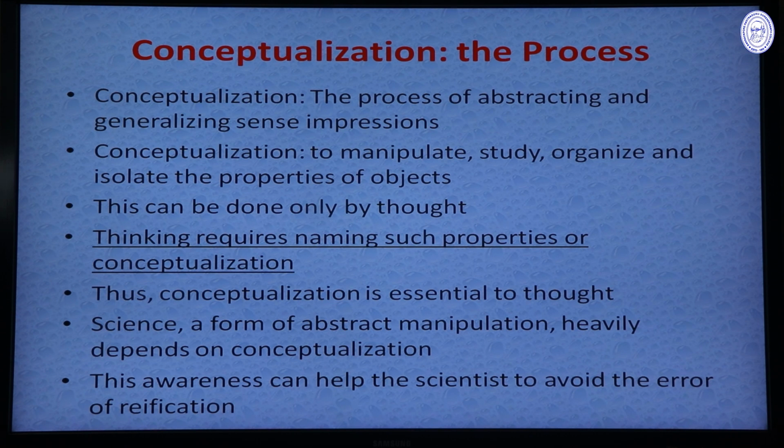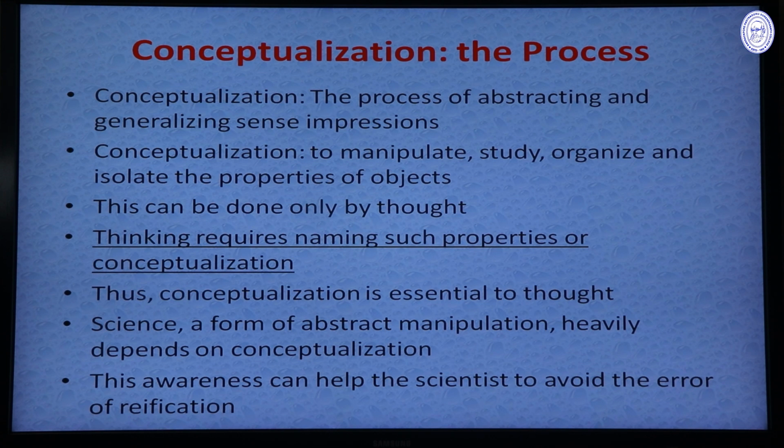So, that way through thinking we try to give, or we assign certain names to such properties, and this is the process of conceptualization, that we through our sense impressions or through our experience or through observation, we try to abstract certain common characteristics of the phenomena which we want to study, and then we try to organize those properties, we try to manipulate those properties, and this takes place at the level of thinking.